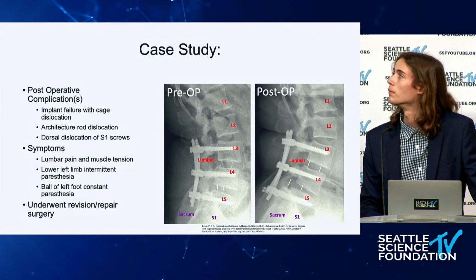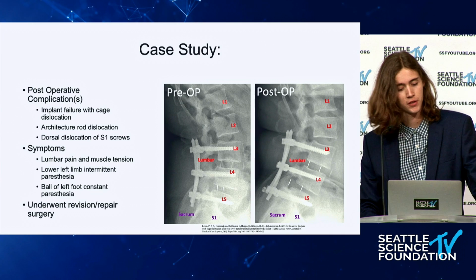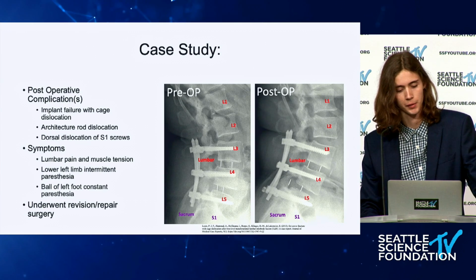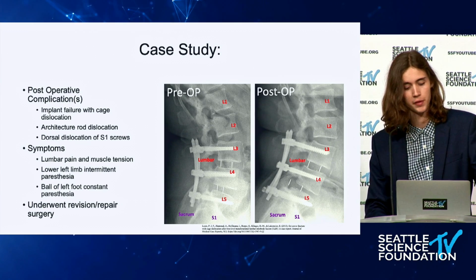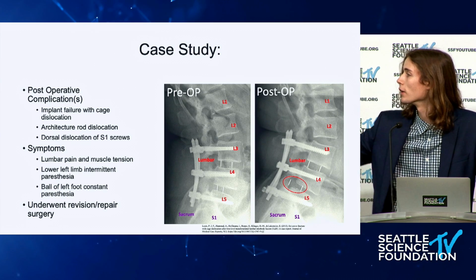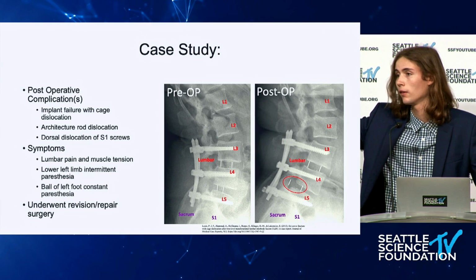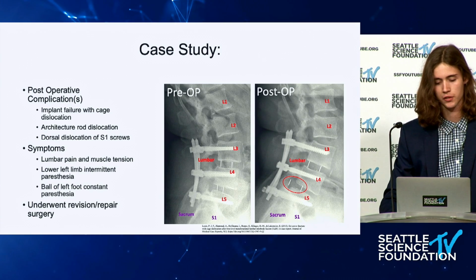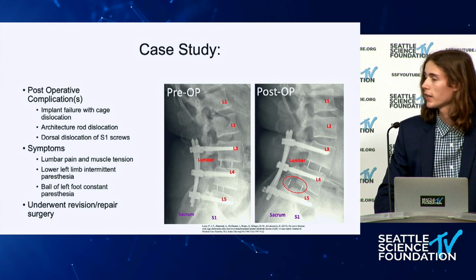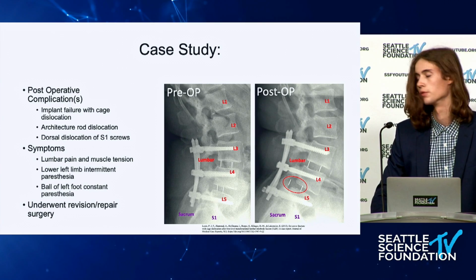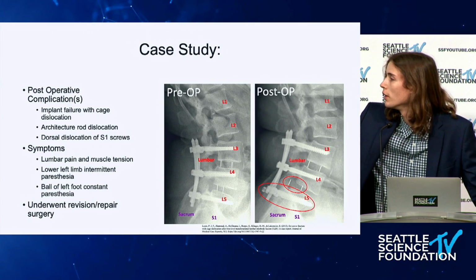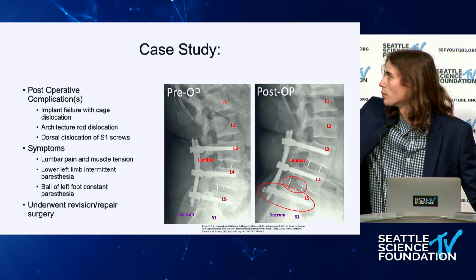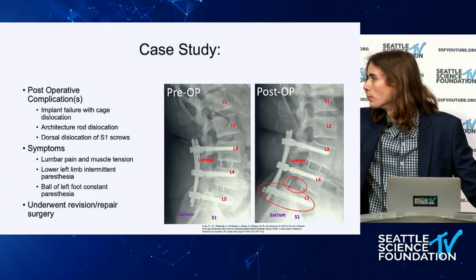Circling back to our case study, this patient postoperatively had a number of complications, including implant failure with cage dislocation. So we can see right here, that cage is very far out of where it should be. And additionally, the architecture of the rod dislocated and the S1 screws were dislocated as well, which you can see right here. If you look pre-revision and post-revision, you can see they're quite different in both of those areas.